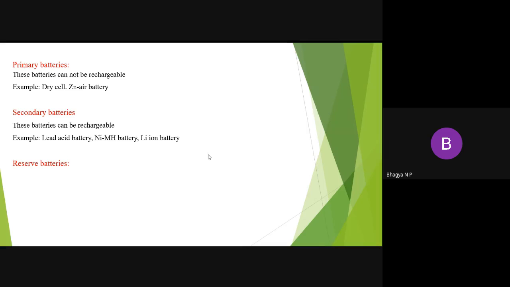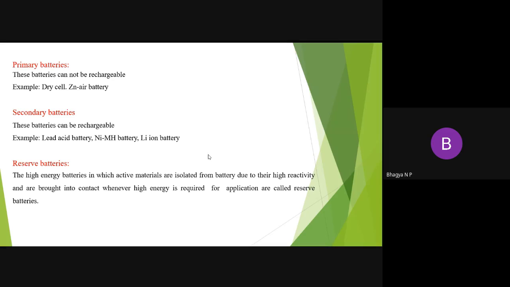And the third type is the reserve battery. In a reserve battery, the active material, which is the electrolyte, is kept separately or isolated from the battery. Whenever the battery is required, we bring that active material into contact with the battery, and in that way we can make the battery active. Such batteries are called reserve batteries, and they are mainly used in military and space applications. Examples are magnesium water activated batteries and zinc silver oxide batteries.